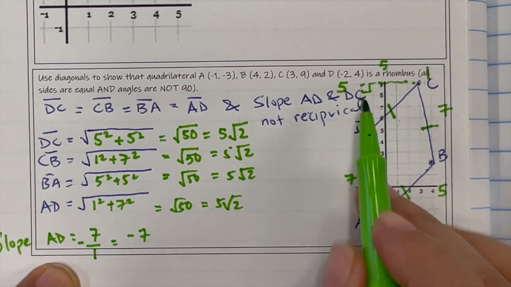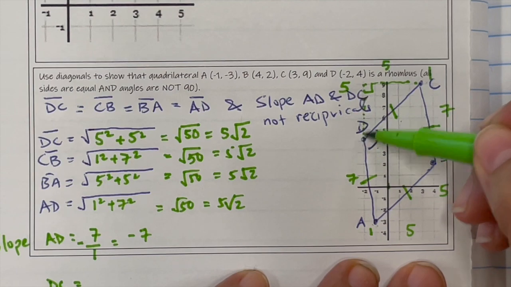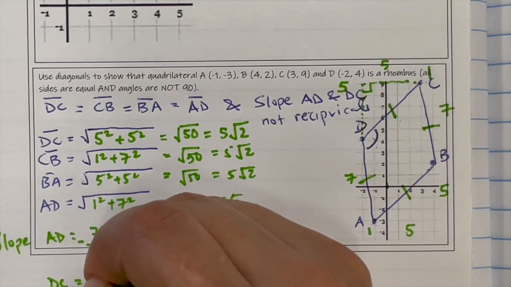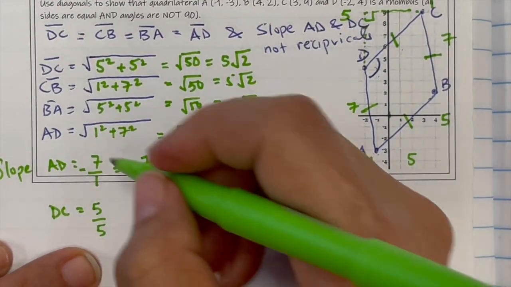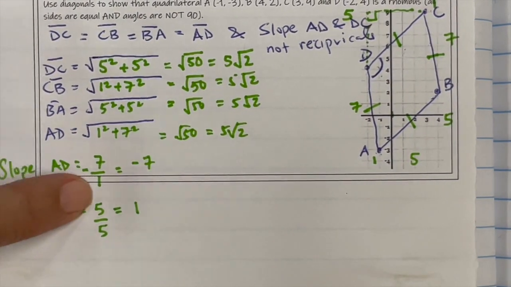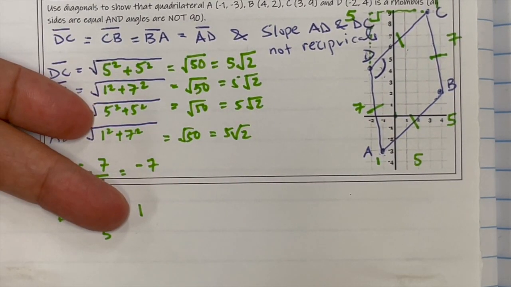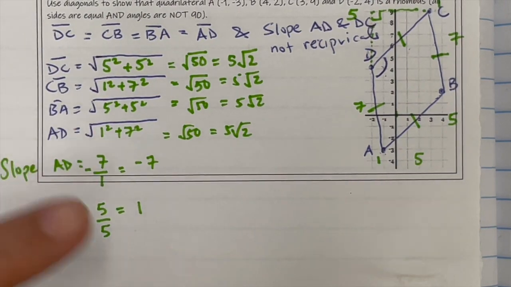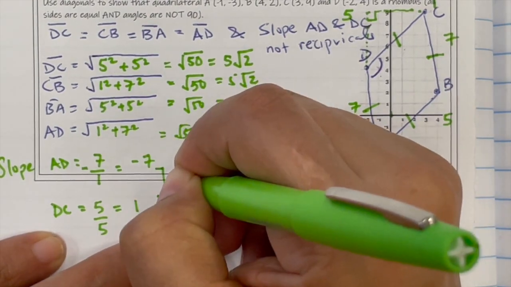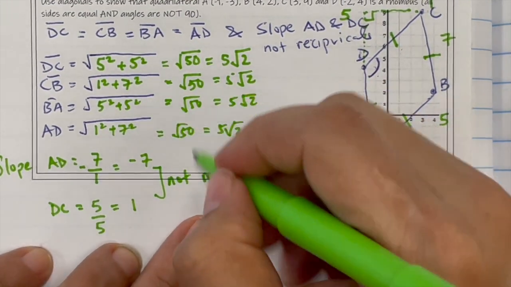The slope of DC, so again, it's already listed out here. From D to C, I'm going to rise +5, run +5. So this is going to be 5 over 5, which is equal to 1. And the question is, are these reciprocals? If I take this, flip it, it'll be 1 over 7. Change the sign, it'll be +1 over 7. Is this +1 over 7? No. So these are not reciprocals, which means not 90 degrees.